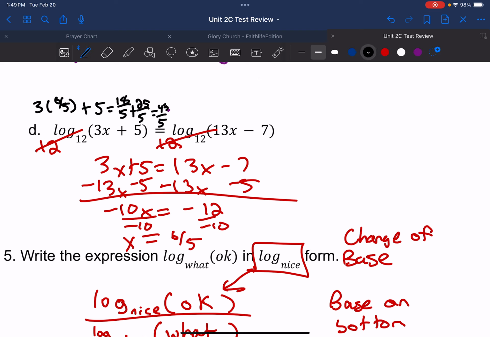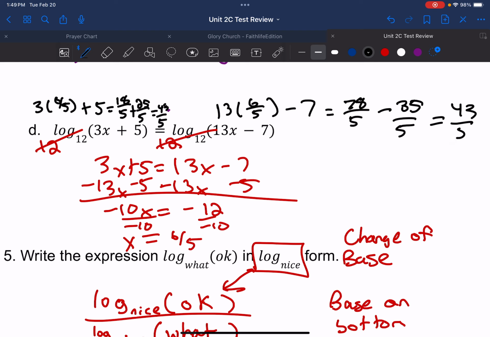Just to make room. And then I've got to plug it in here as well. I've got 13 times 6 over 5 minus 7, which is going to be 78 over 5 minus 7, so I need to change the 7 to the 5th. That's going to be 35 over 5, which is going to be 43 over 5. So weirdly enough, they both give you 43 over 5.